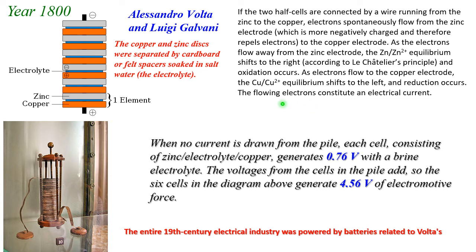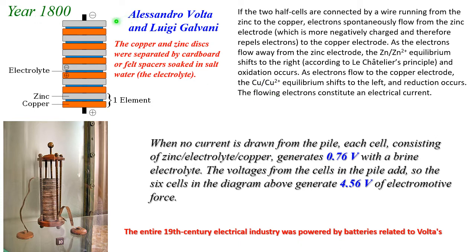If two half cells are connected by a wire running from zinc to copper, electrons spontaneously flow from the zinc electrode, which is more negatively charged and therefore repels electrons, to the copper electrode. As electrons flow away from zinc, the Zn2+ equilibrium shifts to the right according to Le Chatelier's principle, and oxidation occurs. As electrons flow to the copper electrode, the Cu2+ equilibrium shifts to the left and reduction occurs. Flowing electrons constitute electric current.